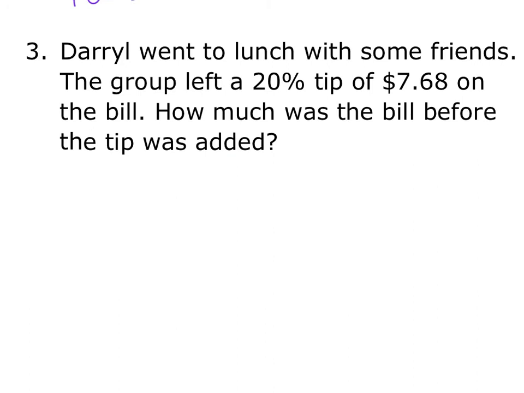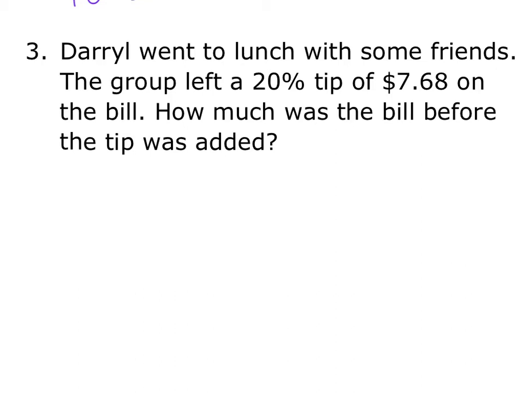Question 3. Daryl went out to lunch with some friends. The group left a 20% tip of $7.68 on the bill. How much was the bill before the tip was added? Now you might be tempted here to figure out 20% of $7.68, but if we read the question carefully, we realize that is not what the question is asking. In this case, we weren't given the total for the bill. We have to figure it out. We have to work backwards and figure out what it is.